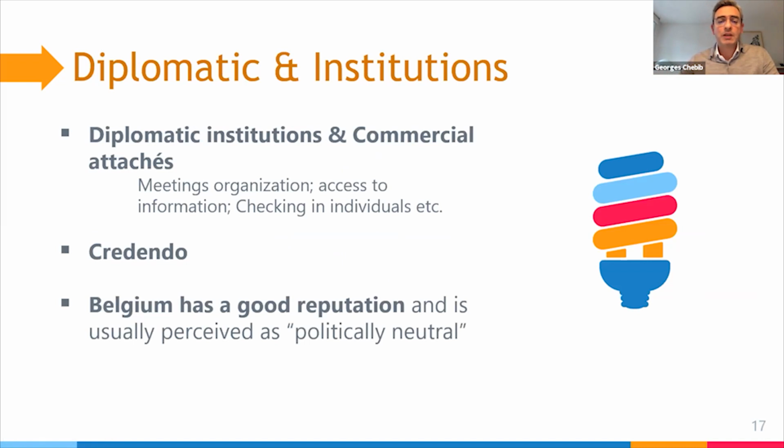Clearly, you need to use the diplomatic network, and commercial attachés are very important, helping you organize meetings, access information, check individuals, but also helping you face issues with corruption and anti-bribery. Credendo is also very helpful. In some procurement, you will need buyer credits in some industries, as well as performance bonds and releasing them, and all these financial risks are key in public procurement.